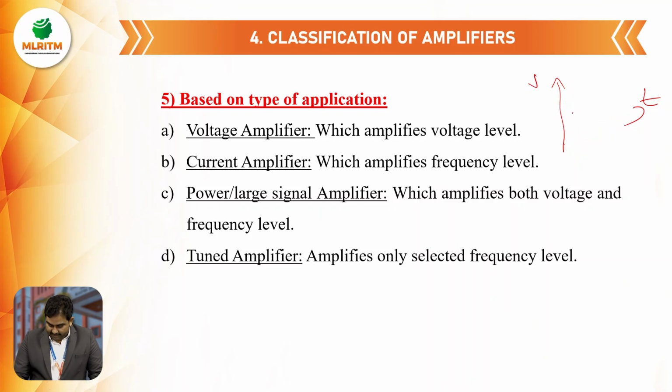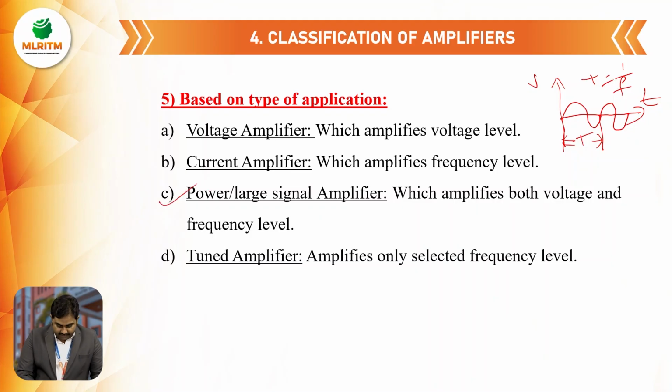So next one is current amplifier. Current amplifier means, again we will consider a sinusoidal wave. If we observe carefully, from positive to negative, this entire portion is called frequency or time period. The relation between time period and frequency is inversely proportional. So we call it as time period. So whatever the amplifier which amplifies this frequency level or time period level, that is called current amplifier.